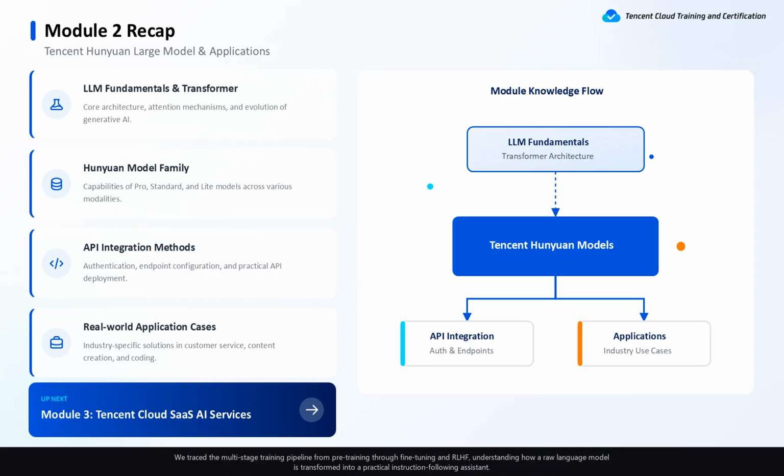We traced the multi-stage training pipeline from pre-training through fine-tuning and RLHF, understanding how a raw language model is transformed into a practical instruction following assistant. We explored Tencent Hunyuan's architecture, model variants, and multimodal capabilities, along with how to integrate Hunyuan through the API. With this foundation, we moved to Module 3 to explore Tencent Cloud's ready-to-use AI SaaS services: how to incorporate AI capabilities into business applications without training your own models.